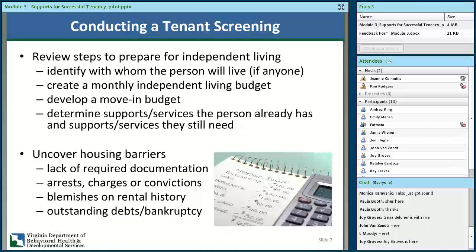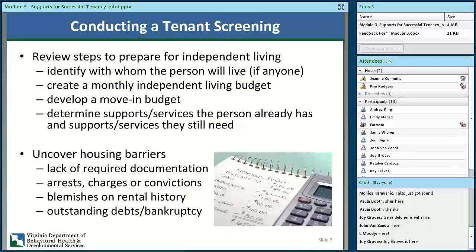Lastly, preparing for independent living involves determining what supports and services the person currently has to help him or her obtain housing and maintain tenancy, and what supports and services the person still needs to secure. Community housing guides should become familiar with the person's individual service plan, or ISP. The ISP is available in the Waiver Management System, known as WAMS. The ISP details what services and supports the individual receives in many areas of life, and the frequency, duration, and intensity of these services.